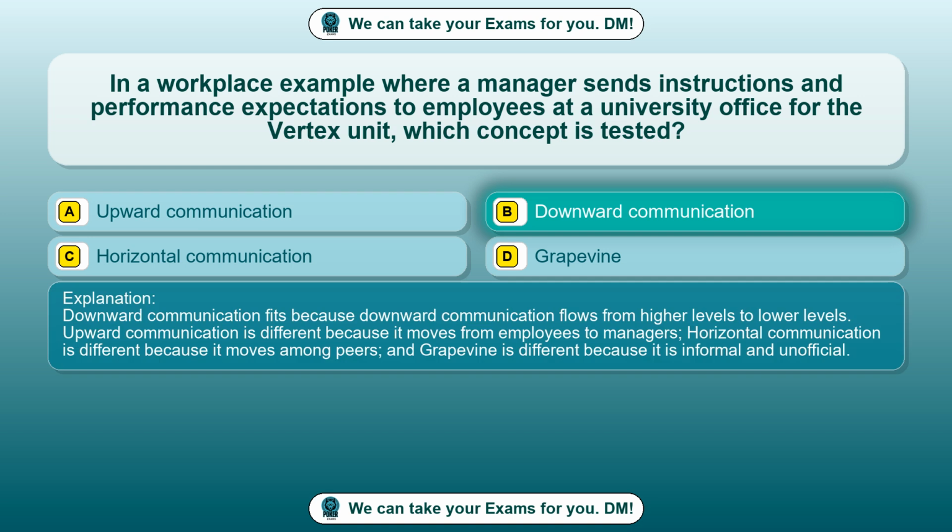Downward communication fits because downward communication flows from higher levels to lower levels. Upward communication is different because it moves from employees to managers. Horizontal communication is different because it moves among peers, and grapevine is different because it is informal and unofficial.